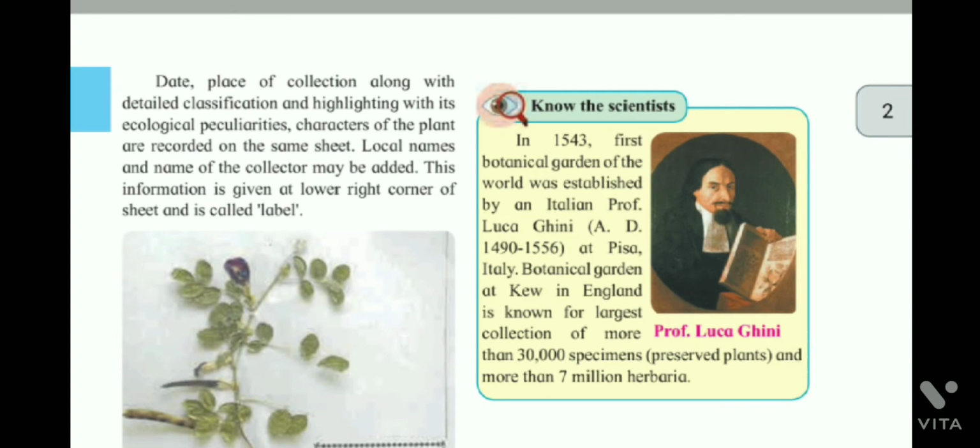Know the scientists. In 1543, first botanical garden of the world was established by an Italian professor Luca Ghini at Pisa, Italy. Botanical garden at Kew in England is known for largest collection of more than 30,000 specimens, preserved plants and more than 7 million herbaria.